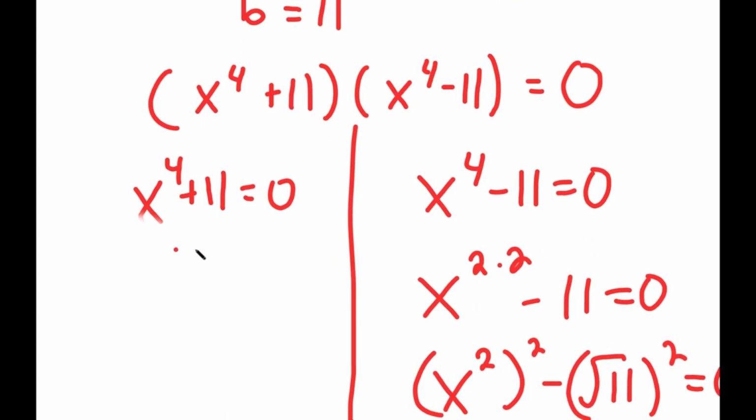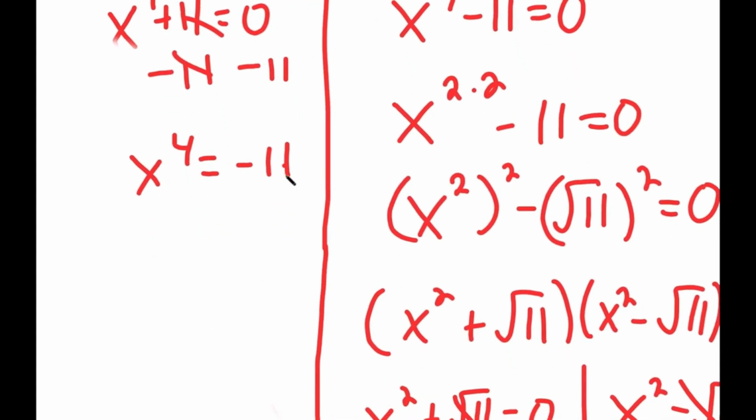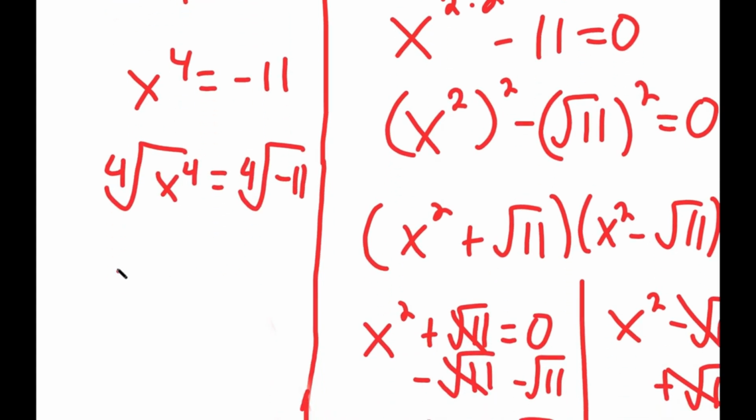Now going back here, I have x to the power 4 plus 11 equals 0. So I can subtract 11 on both sides, and I get x to the power 4 equals negative 11. Now I can take the fourth root on both sides. So I get x is equal to the fourth root of negative 11. And this is positive or negative.